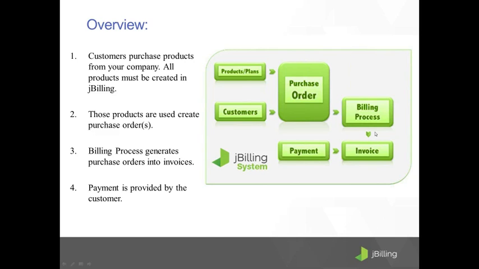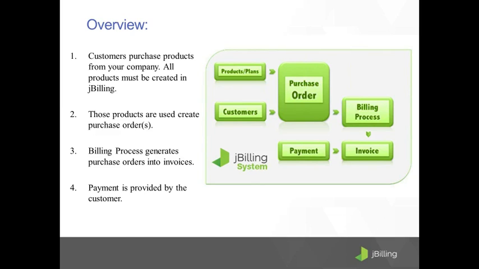The billing process is the core functionality of jBilling. This process is what generates your purchase orders into invoices. And there's a lot of configuration involved with our billing process. The idea here is that when your billing process is configured to run, it will take a look at purchase orders, determine which ones should be generated into an invoice, and generate that invoice.